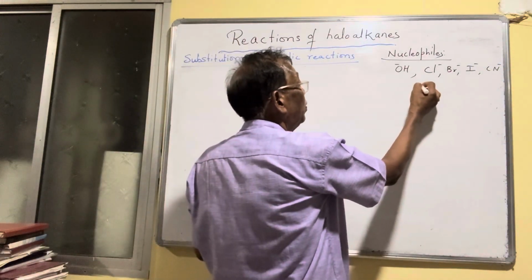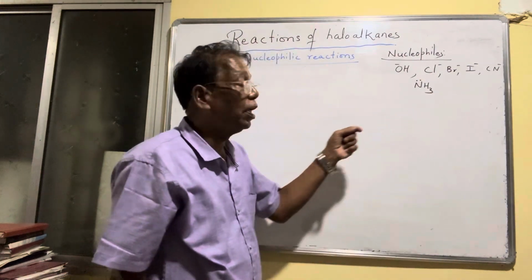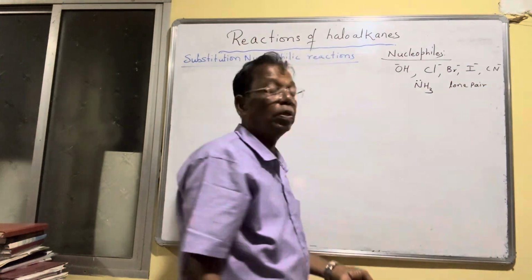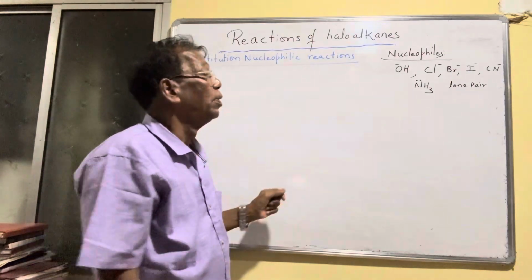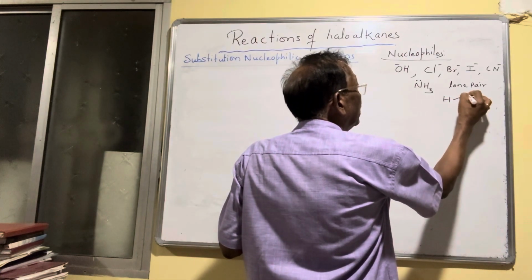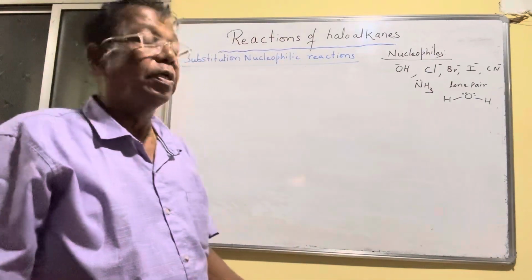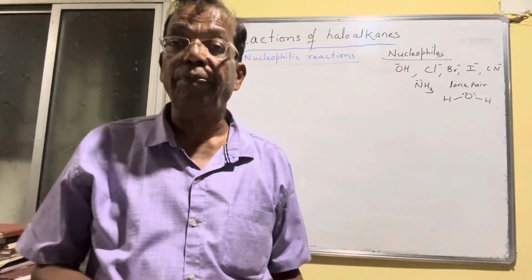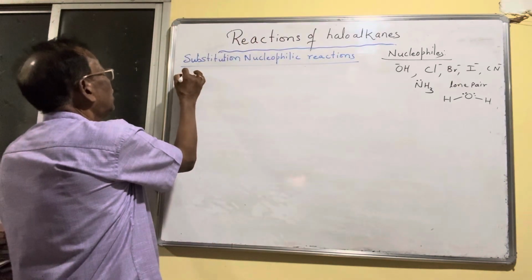A neutral molecule like ammonia has a lone pair of electrons on it. This electron pair is called a lone pair, which is not shared, so it remains on it, and it doesn't carry any negative charge. This is a neutral molecule, ammonia. Same way water: on the oxygen atom, there are two lone pairs. Therefore, water is also a nucleophile. So if the reaction is carried out with substitution by this nucleophile, that reaction is called substitution nucleophilic reaction.